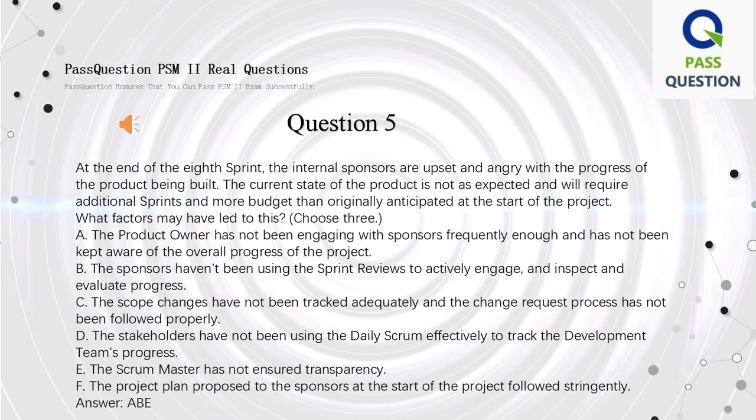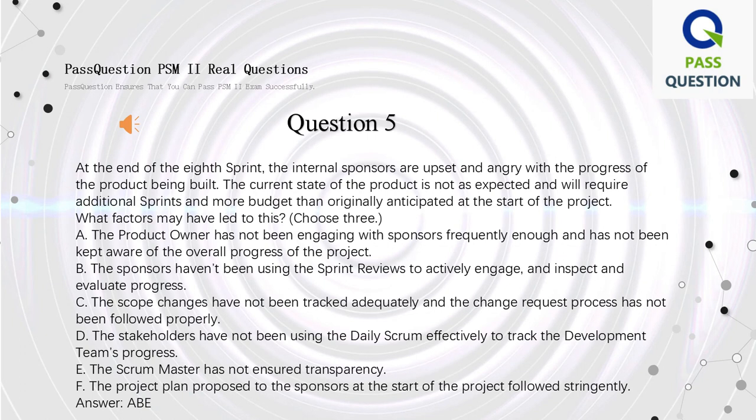Question 5. At the end of the 8th sprint, the internal sponsors are upset and angry with the progress of the product being built. The current state of the product is not as expected and will require additional sprints and more budget than originally anticipated at the start of the project. What factors may have led to this?